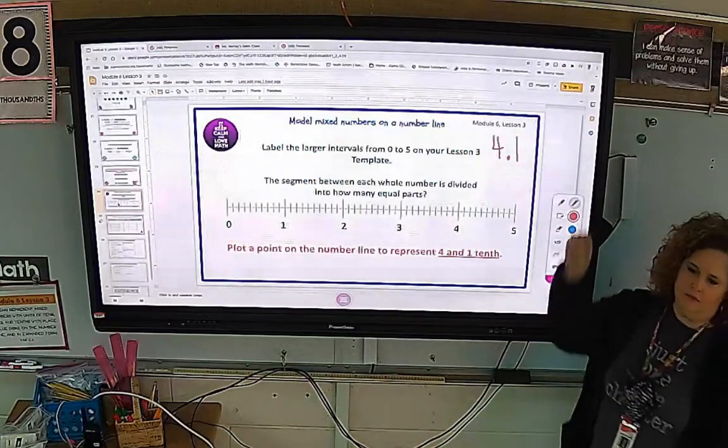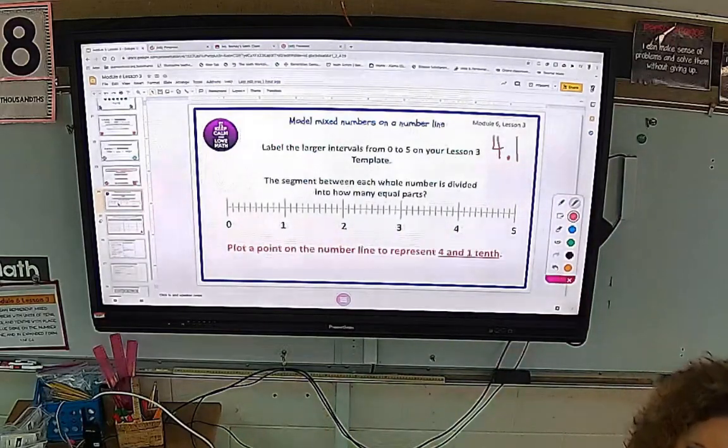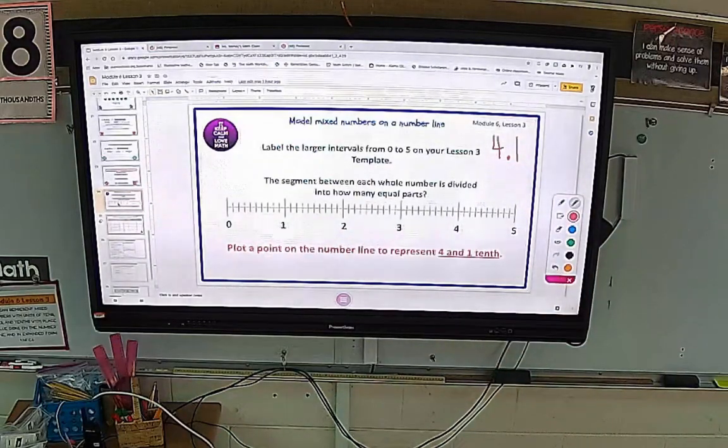Where do you think that would go? Look at your number line. Go ahead and put it on there where you think it would go. And then I'm going to mark mine too. Make a dot. Yeah, make a dot there.